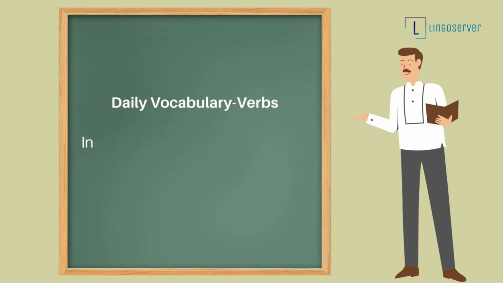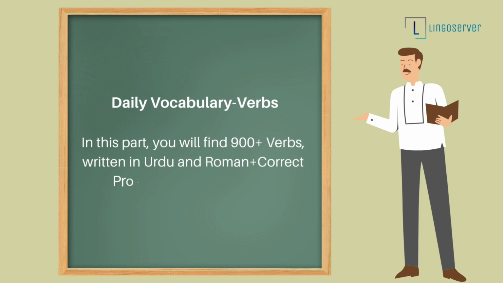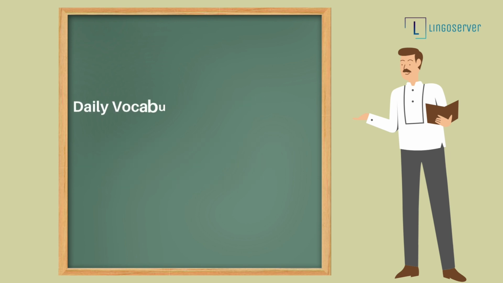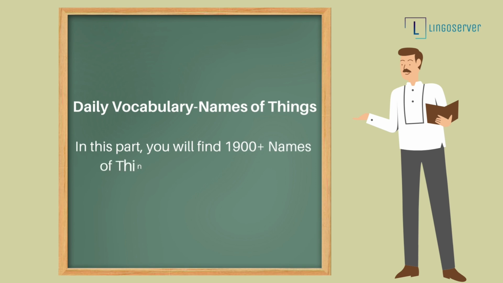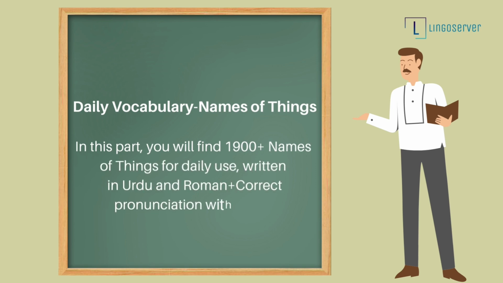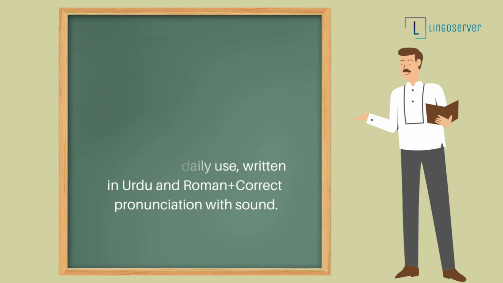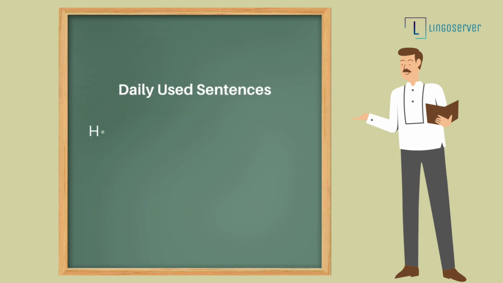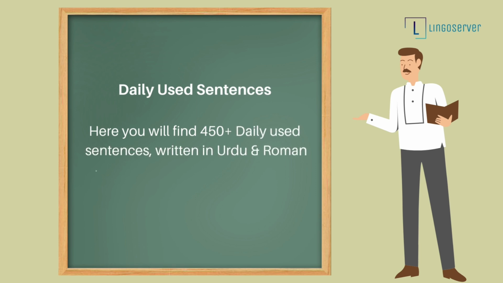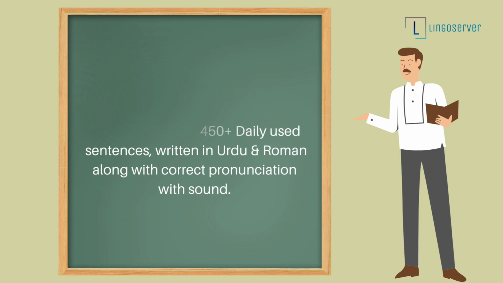Daily vocabulary verbs. In this part, you will find 900 plus verbs written in Urdu and Roman plus correct pronunciation with sound. Daily vocabulary name of things. In this part, you will find 1900 plus name of things for daily use written in Urdu and Roman plus correct pronunciation with sound. Daily used sentences. Here you will find 450 plus daily used sentences written in Urdu and Roman along with correct pronunciation with sound.